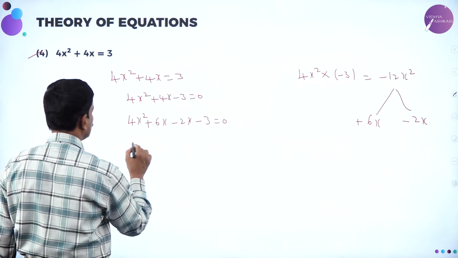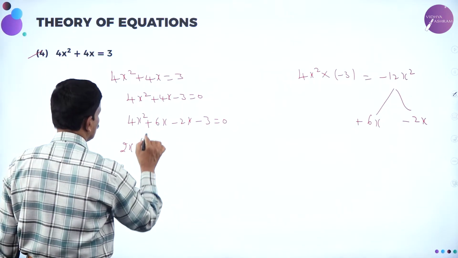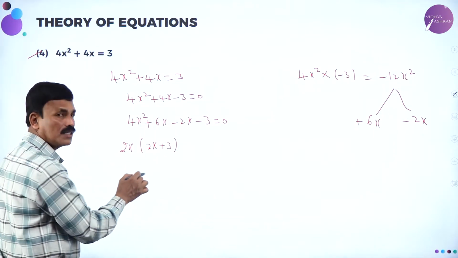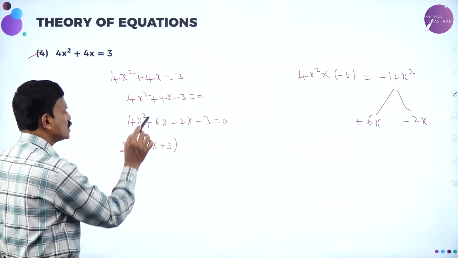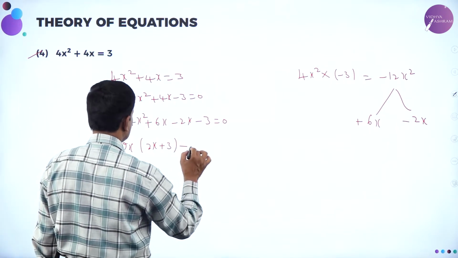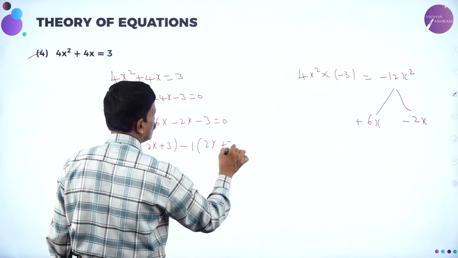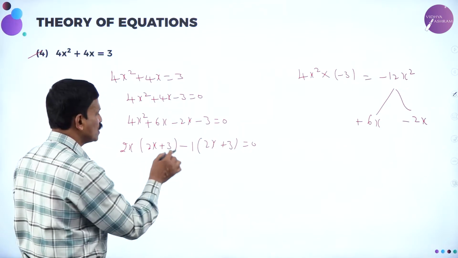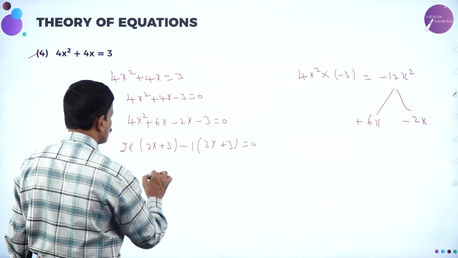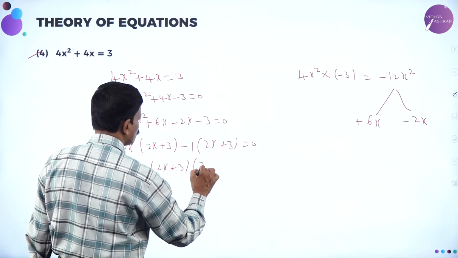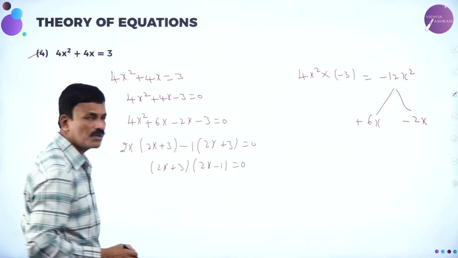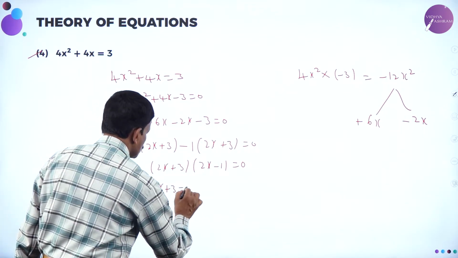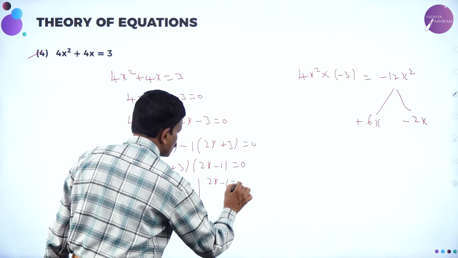Here what is the common factor? You can take 2x as the common factor. What is left over is 2x, x is gone, plus 3. 2 into 2x is 4x square, 2 into 3 is 6x. Minus, you can take minus 1 as the common factor, then we will get 2x plus 3. Minus into plus is minus. In these two, what is the common factor? 2x plus 3, into the outside terms 2x minus 1, is equal to 0. These are the factors. 2x plus 3 is equal to 0 or 2x minus 1 is equal to 0.